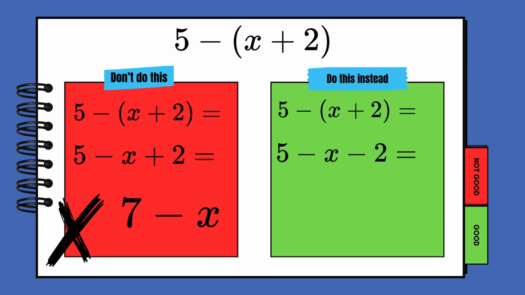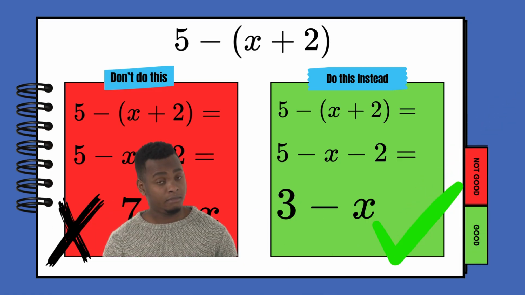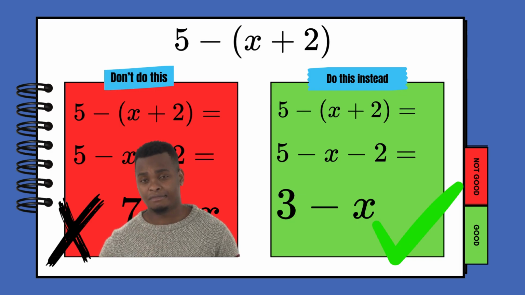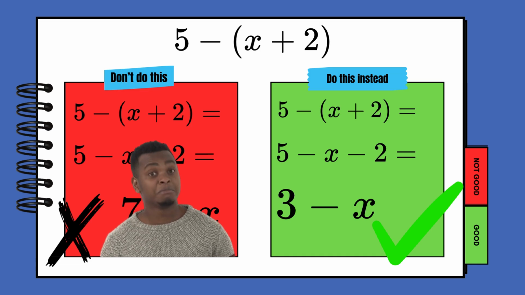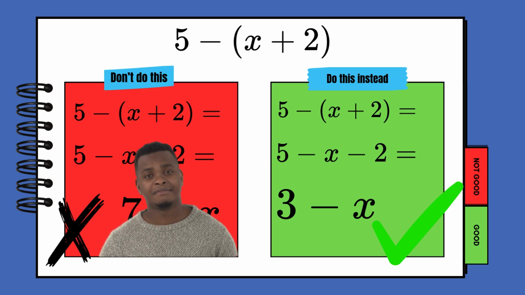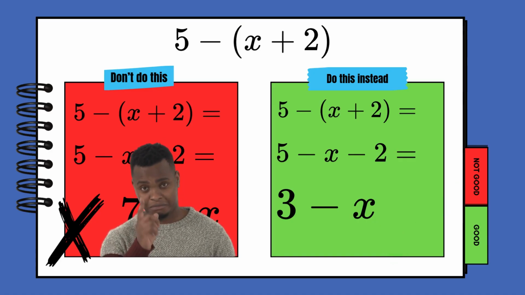All right, now that we have 5 and negative 2, what is 5 minus 2? That is equal to 3. And then we copy minus x. And of course, that is right. So basically, whenever there is a minus before the brackets, it changes the sign of everything that's inside the brackets. So the final answer is 3 minus x.